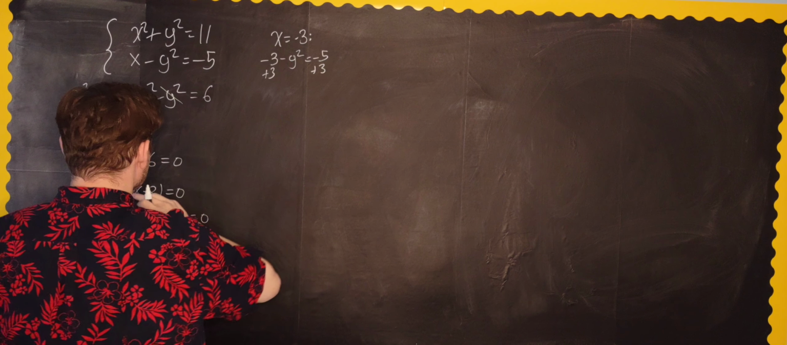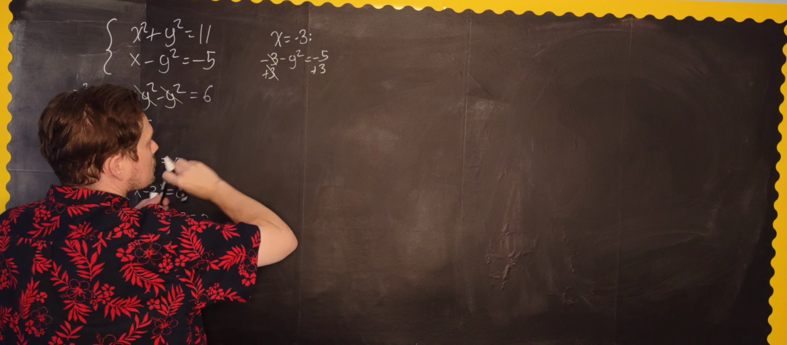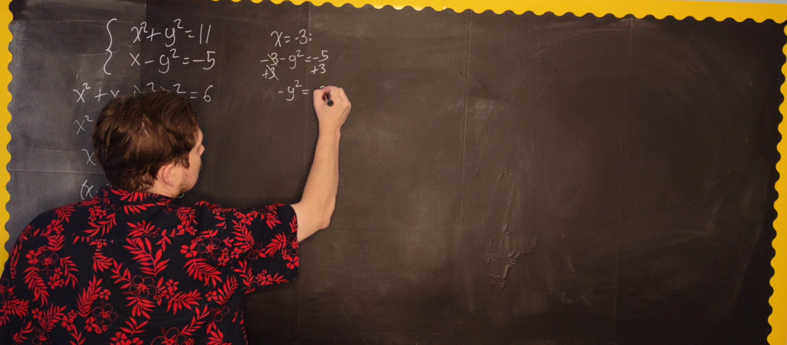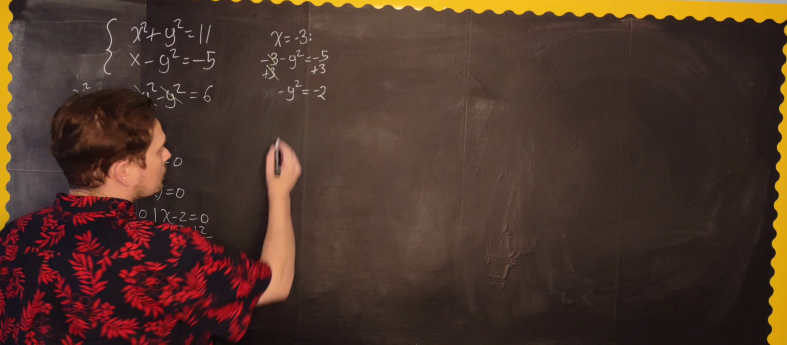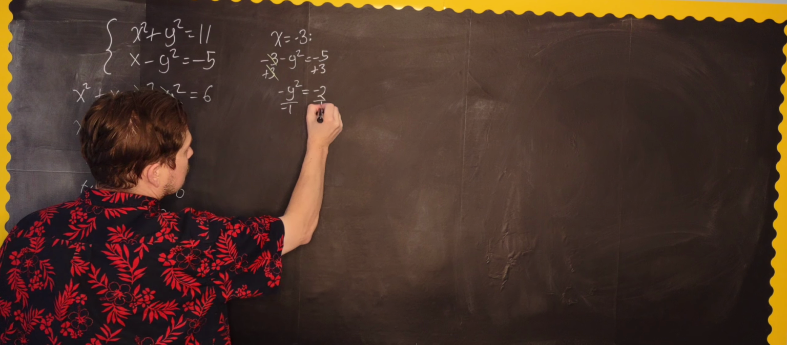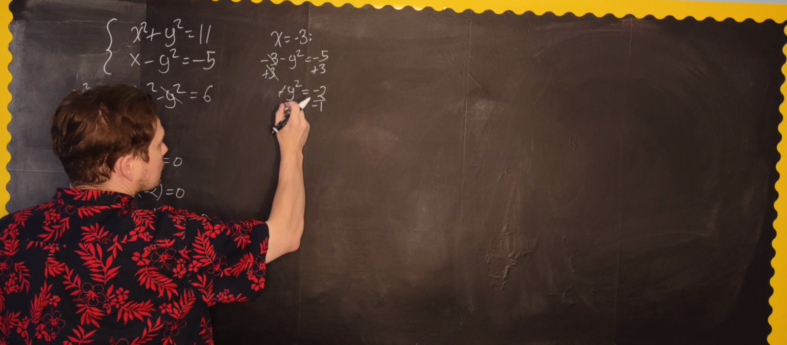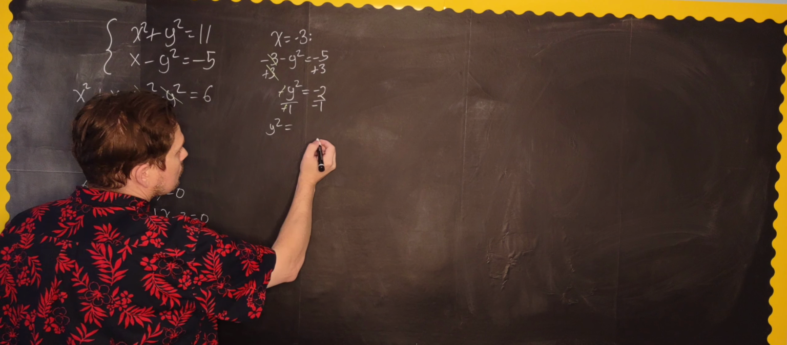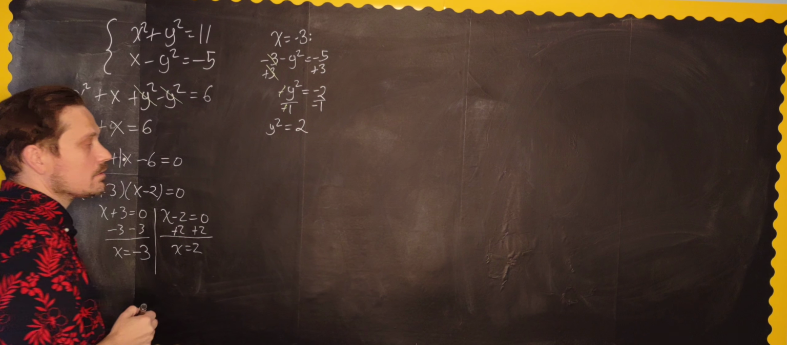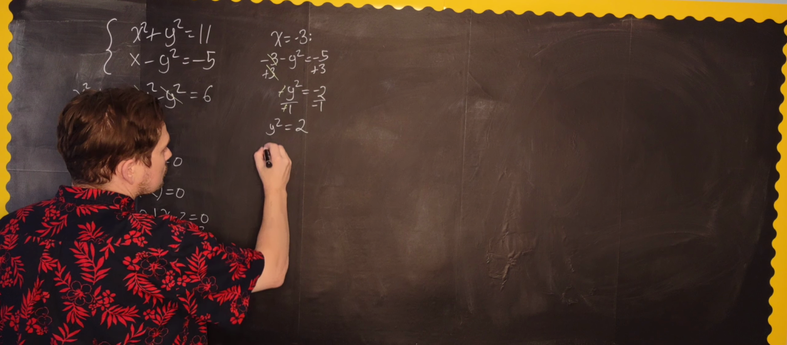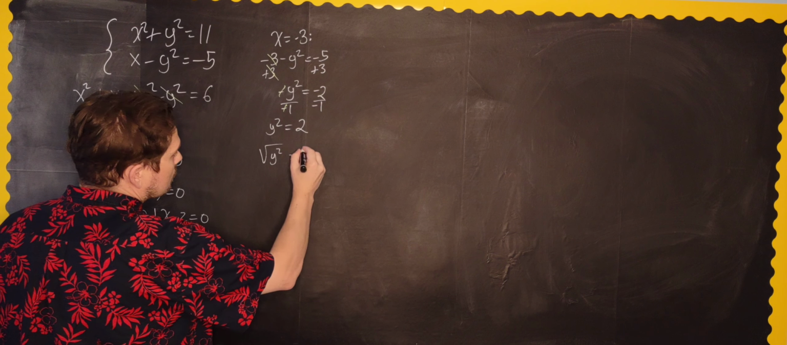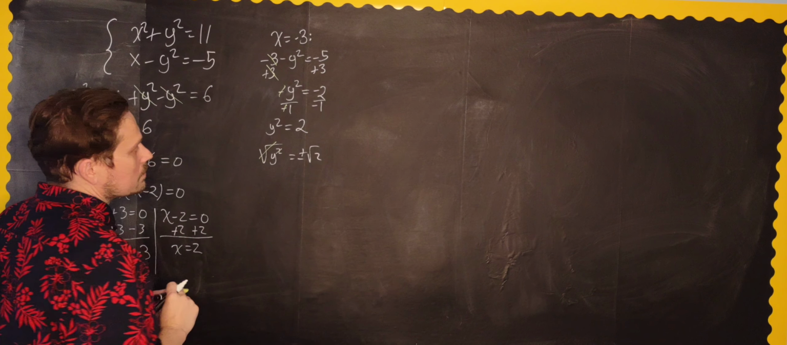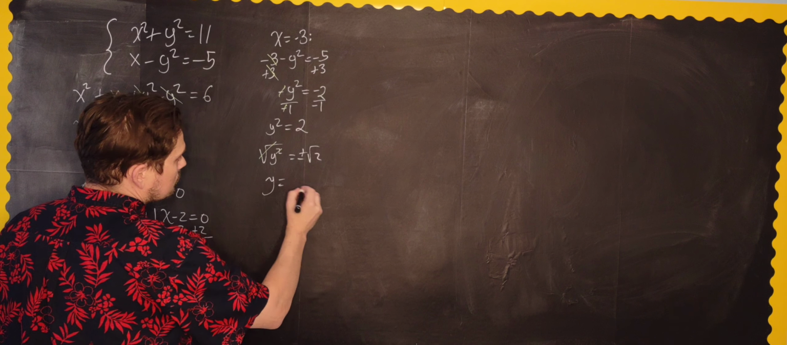So this one cancels with this one, and you have negative y squared equaling negative 2. Divide through by negative 1 to get rid of the negatives. Now this negative cancels with this one, and you have just y squared equal to positive 2. From here, just take the square root on both sides: square root the left side, and plus or minus square root on the right side. The root and the square cancel, and you're left with just y is equal to plus or minus root 2.